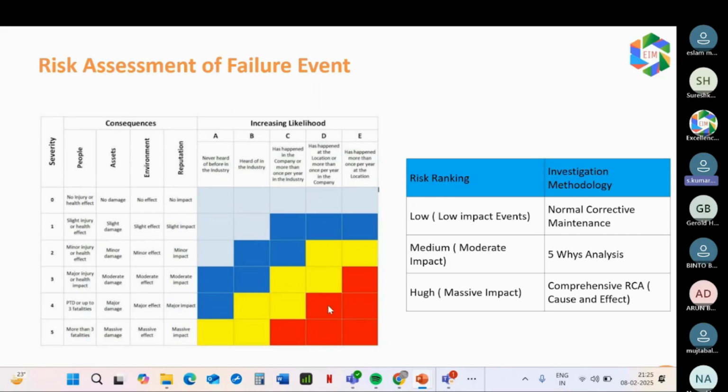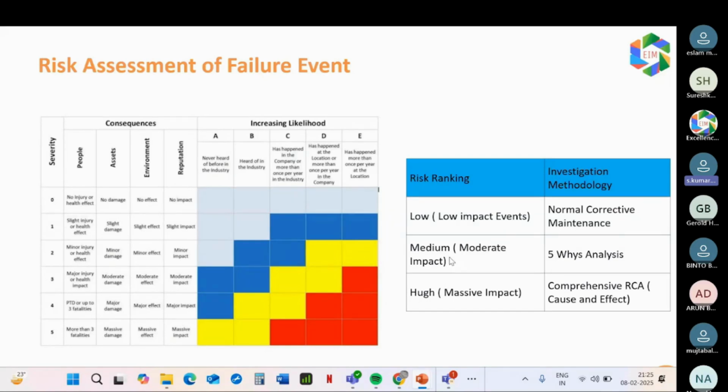So these sections are very high risk failure events that have to be handled in a proper, comprehensive way. Across the different industries, in the procedures, they do employ this methodology. For low risk events, very low risk events, normal corrective maintenance is okay. If it is a low risk event, there is no need to do more. You just employ your corrective maintenance and there is no need for any further investigation.